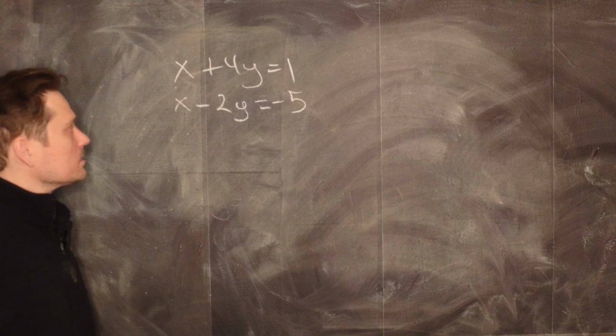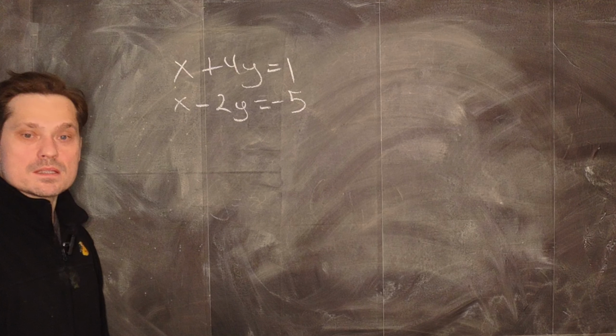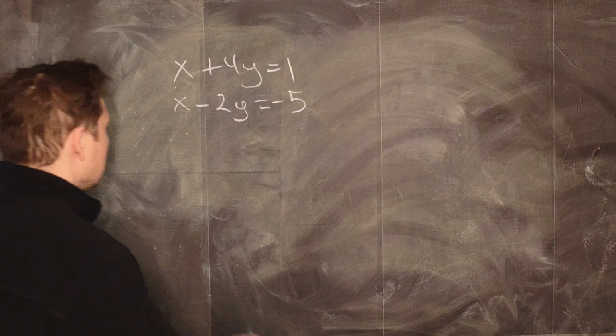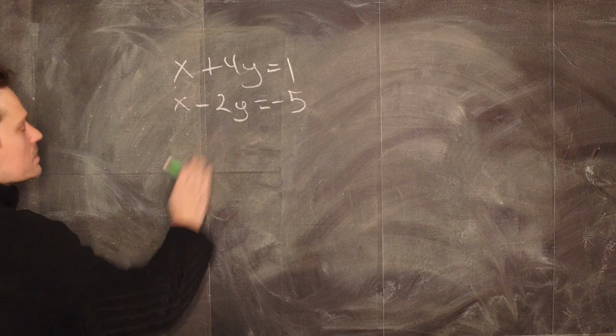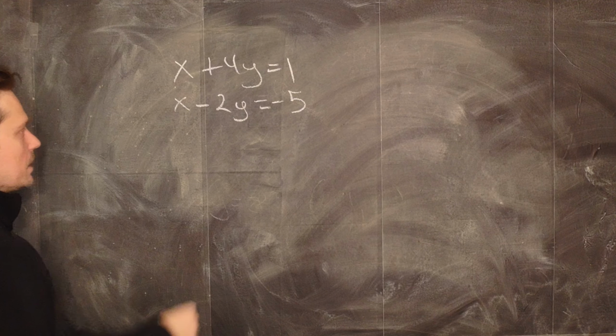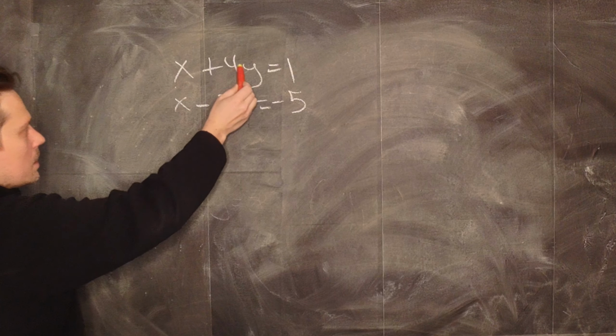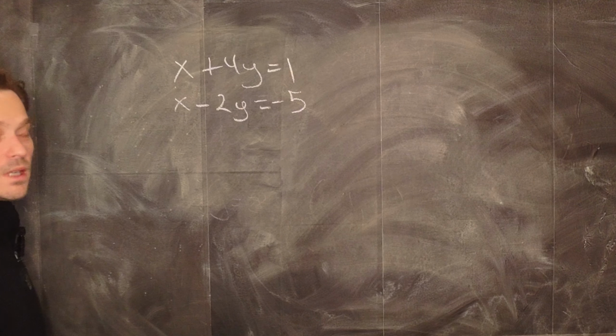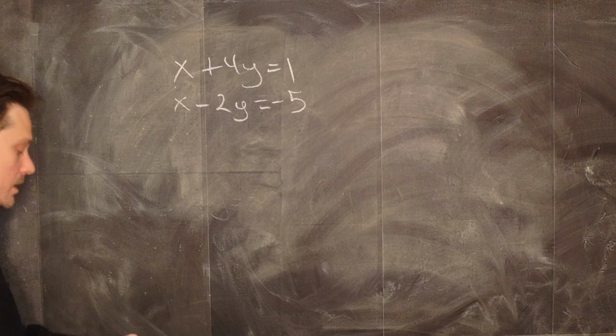In this one, friends, we have x plus 4y equals 1 and x minus 2y equals negative 5. So let's solve it. Well, here if you just add straight down, nothing will cancel, so it's not helpful. Like if you do x and x is going to give you 2x, 4y minus 2y is positive 2y, it doesn't help. So what do you have to do?